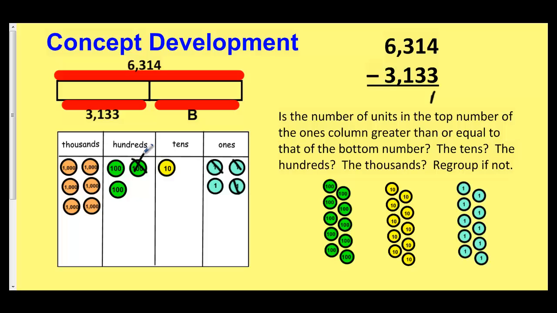So this is where I decompose 1 hundred, and I'm going to trade that, or decompose that, into 10 tens. So that's 1, 2, 3, 4, 5, 6, 7, 8, 9, 10. So now instead of 1 ten, I come up here and I make it 11 tens. But instead of 3 hundreds, I only have 2. So now I can take away 3 tens: 1, 2, 3. And I'm left with 8 tens. And then I take a look in the hundreds place. I'm going to take away 1. That leaves me with 1 hundred. Take away 3 thousands. 3,181.